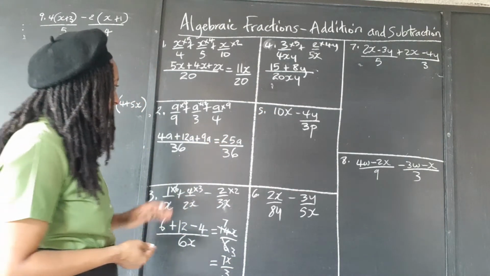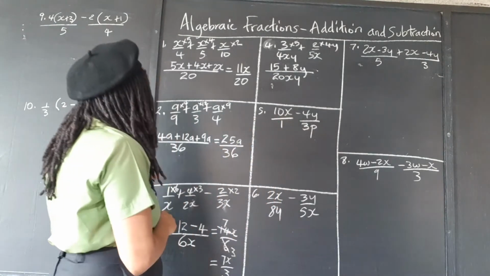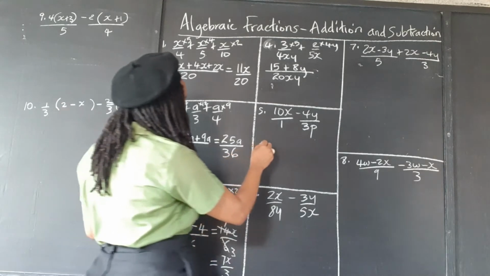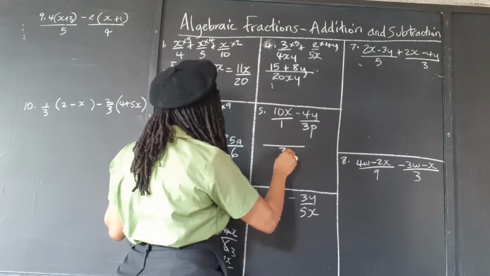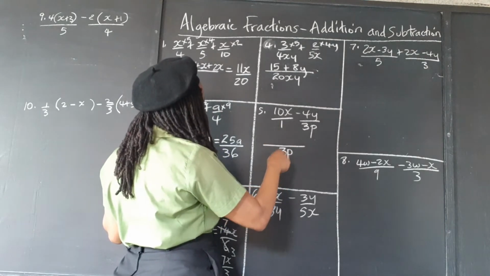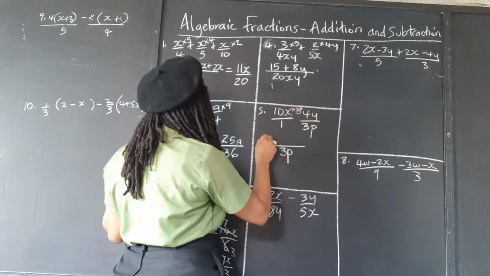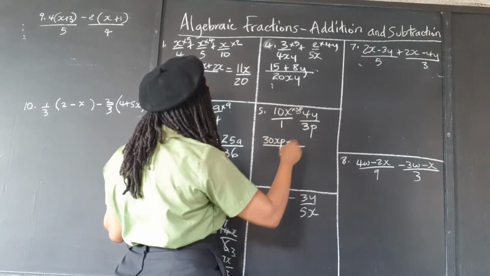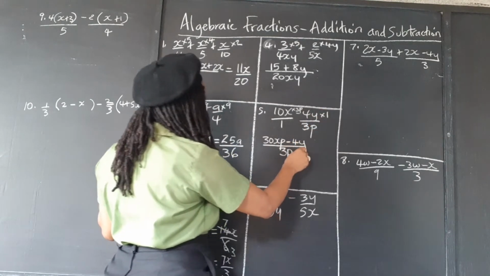Number 5, so we're just going to put a 1 here, right, to balance that. And the LCM would be 3p. So 1 goes into 3p, 3p times 10x, times 3p, that's 30xp. 3p into itself goes 1 time, so that's 4y.